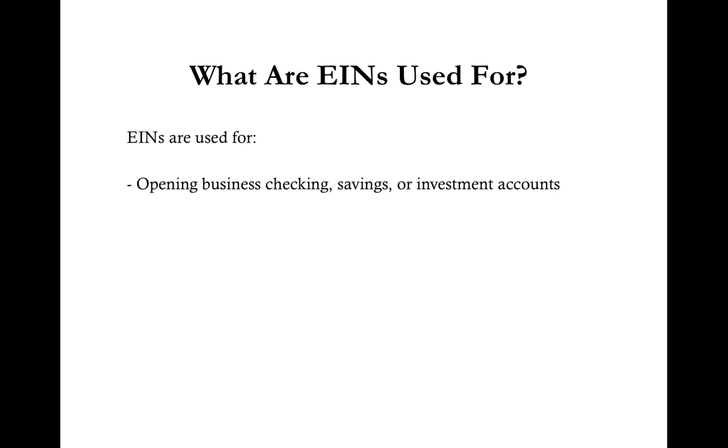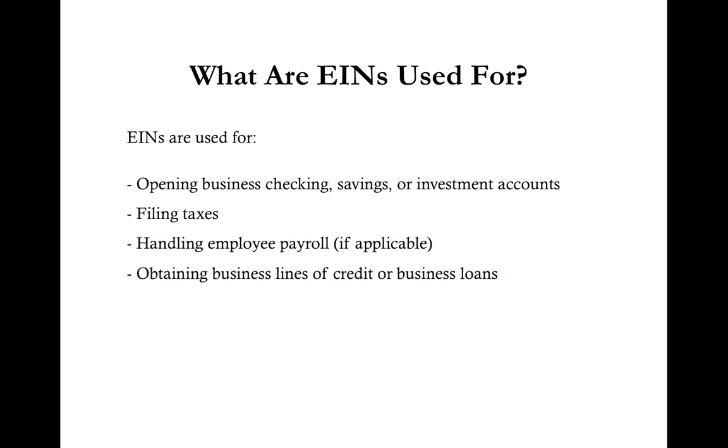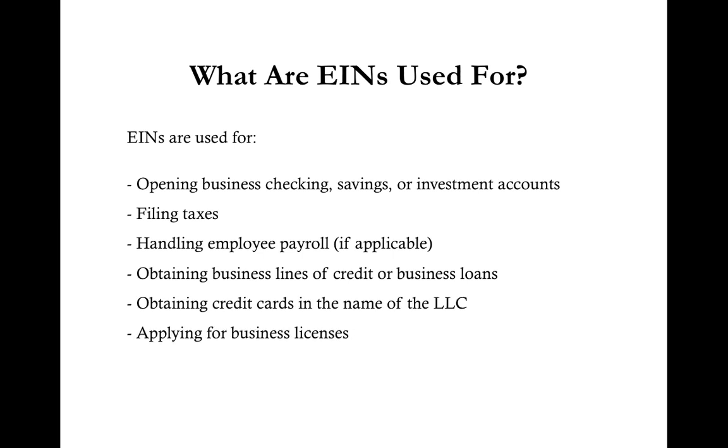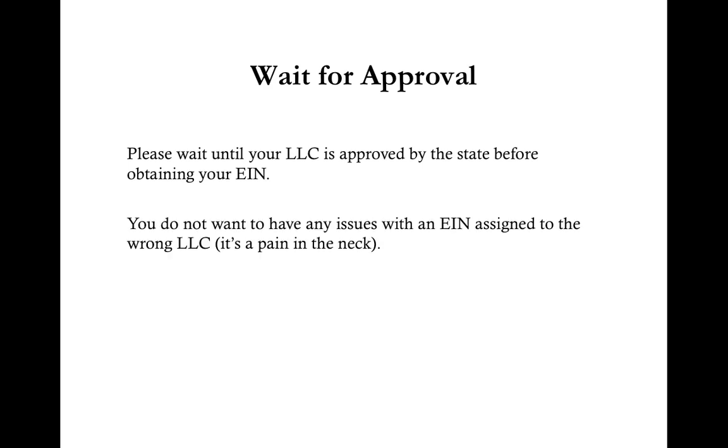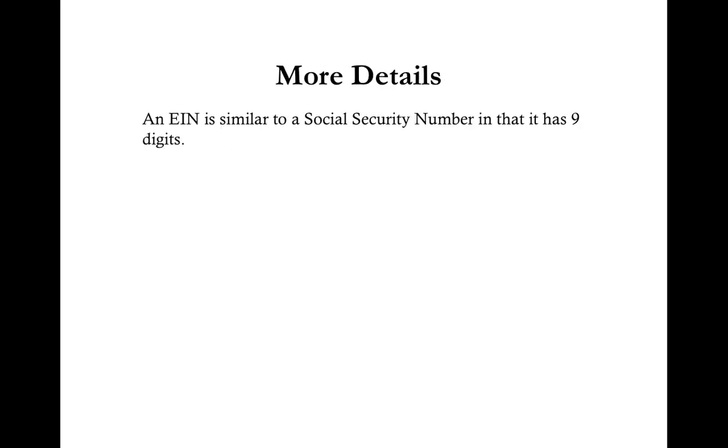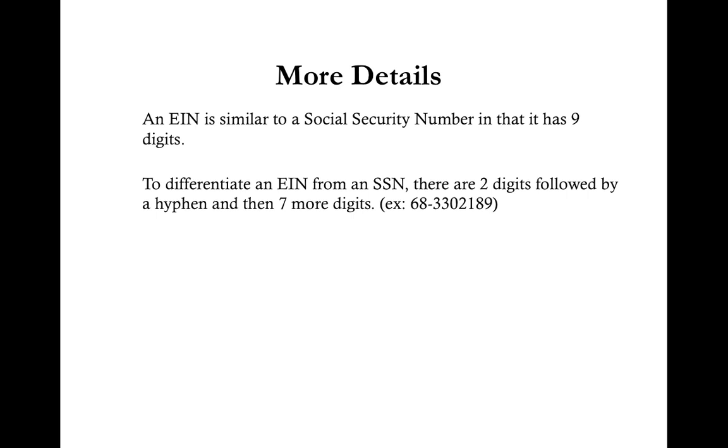EINs are used for opening business checking, savings, or investment accounts, filing taxes, handling employee payroll if applicable, obtaining business lines of credit or business loans, obtaining credit cards in the name of the LLC, and applying for business licenses. Please wait until your LLC is approved by the state before obtaining your EIN. You do not want to have any issues with an EIN assigned to the wrong LLC. An EIN is similar to a Social Security number in that it has 9 digits. To differentiate an EIN from an SSN, there are 2 digits followed by a hyphen and then 7 more digits.